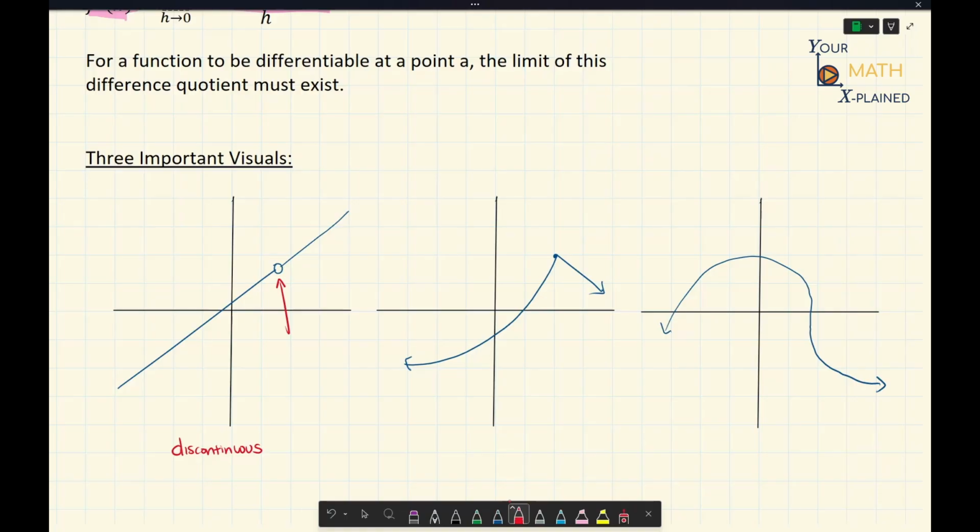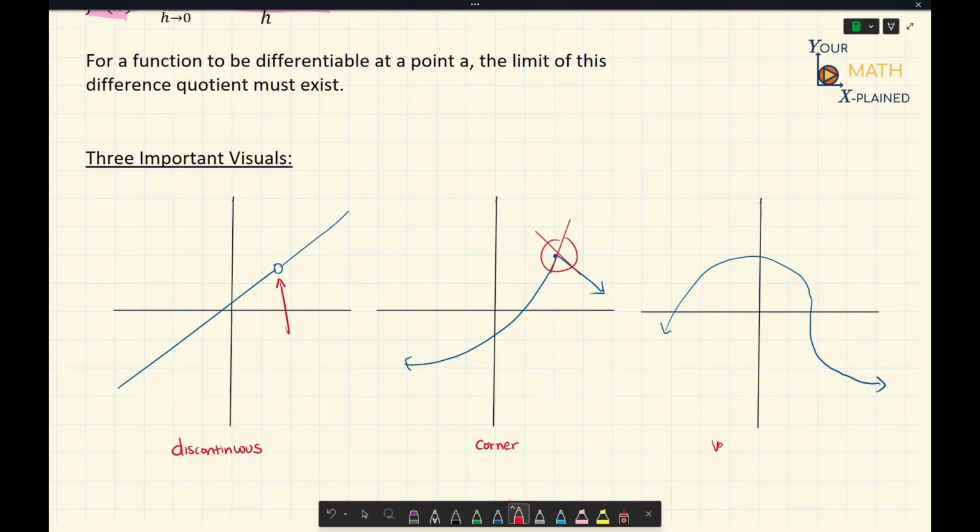Now, the second case is when our graph has what looks like a corner. The reason that this is not differentiable is because if we were approaching this corner from the left-hand side, we can see that the slope is positive. It looks something like this. However, if we are approaching this corner from the right-hand side, the slope is negative. And since the slopes don't agree at that point, the limit fails. So therefore, this graph is not differentiable at this corner.